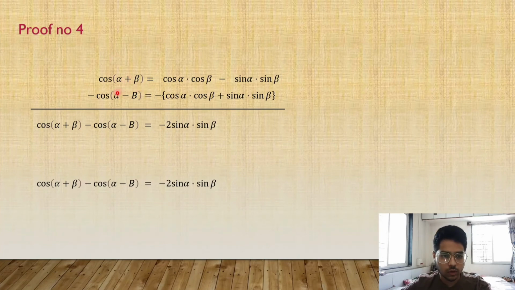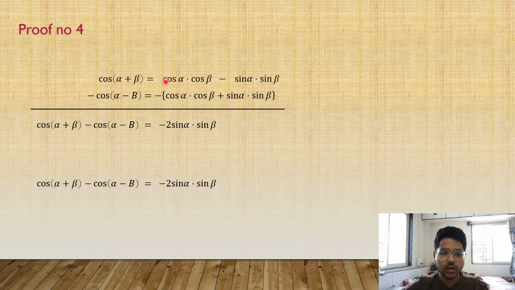So for cos of alpha plus beta, we are having formula cos of alpha into cos of beta minus sine of alpha into sine of beta. And for cos of alpha minus beta, we will be having cos of alpha into cos of beta plus sine of alpha into sine of beta. After multiplying by this minus sign, we will be taking this in bracket. So after multiplying this, we will be getting here minus of sine alpha and minus of sine beta, and this cos will become minus of cos alpha into cos of beta.